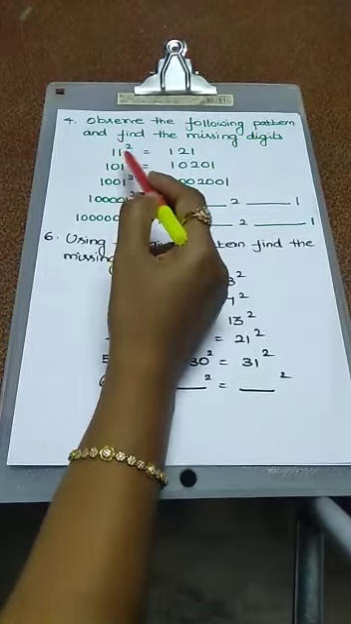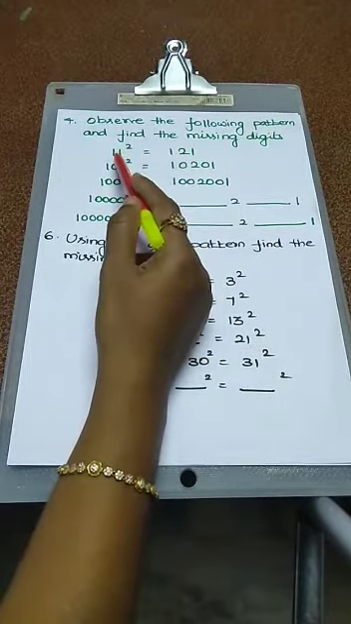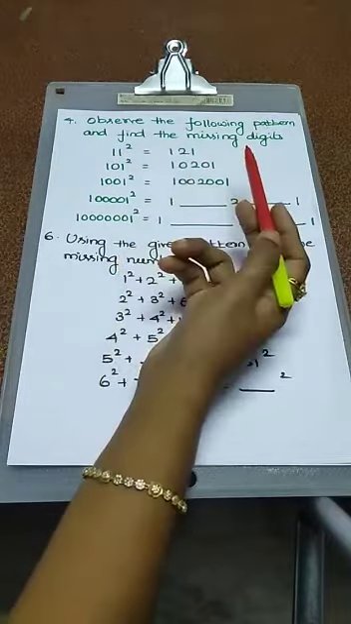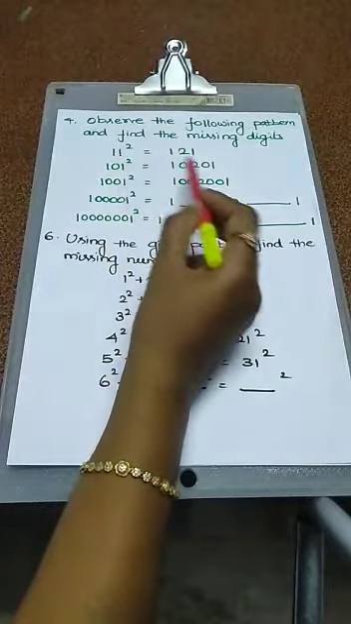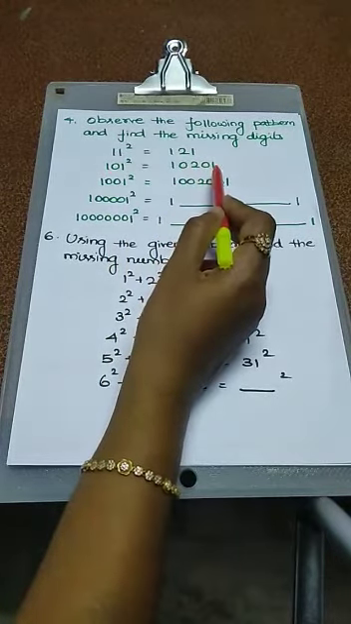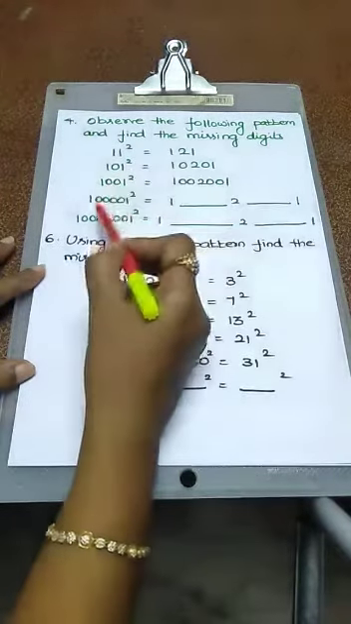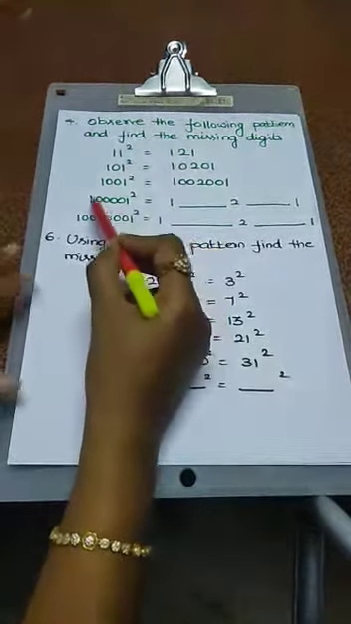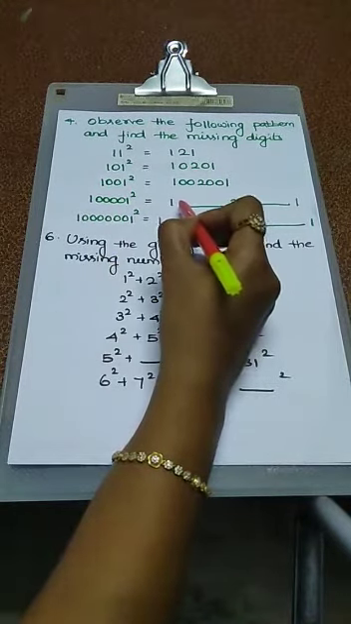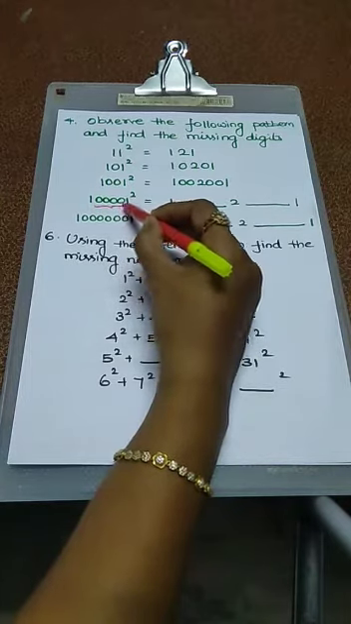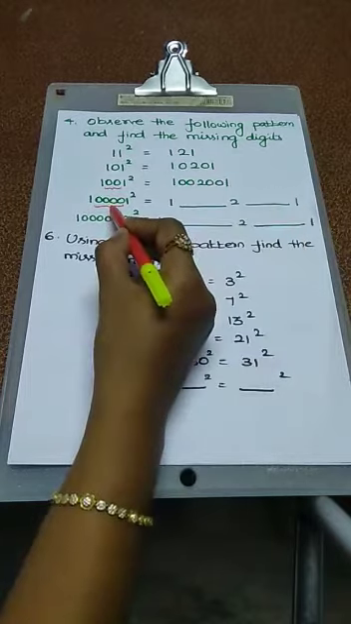Very simple only. 11 square is equal to 121. You split the value and check the value. Multiply 11 into 11, we get 121. The next number is 101 square. 101 into 101 is 10,201. 1001 square is 1,002,001. So what is the possible answer for 100,001 square? We have to mention how many zeros we are having. Here 2 zeros, no. Here we have 4 zeros now.